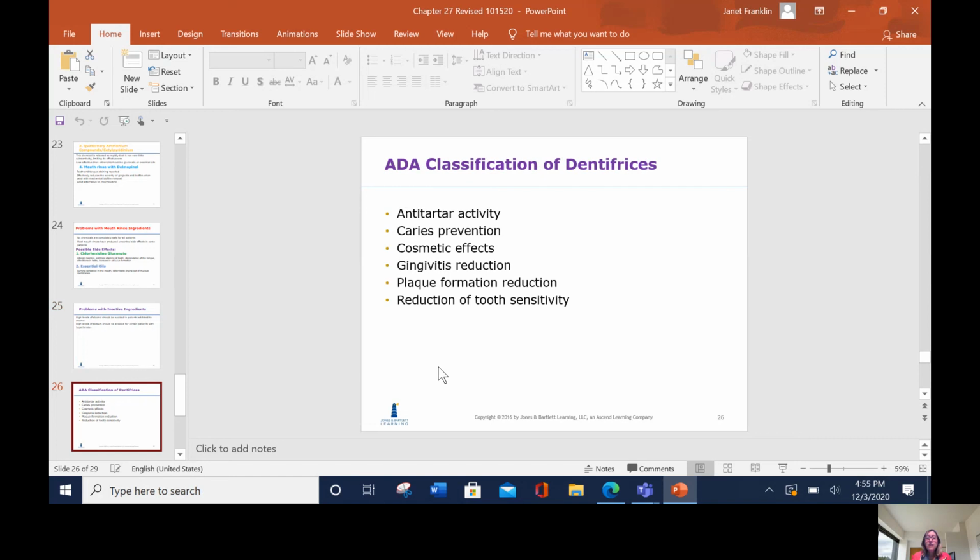ADA classification of dentifrices: you've got anti-tartar activity, caries prevention, cosmetic effects, gingivitis reduction, plaque formation reduction, and reduction of tooth sensitivity. These are in toothpaste. So when a patient goes to the market to buy toothpaste, there are all kinds of things they can look for. Anti-tartar activity is a good one. Tartar control.